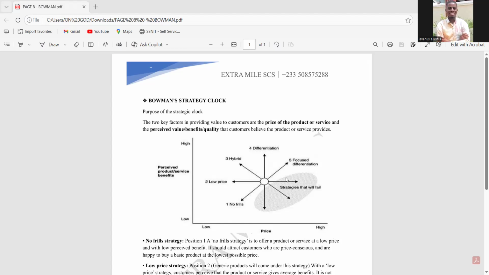Now, he continued to say that these three, 6, 7, 8, are called strategies that will fail. Bowman is saying that if you are an entity or a manager and you employ these 3 strategies, in the short run you may chalk some successes. You may smile in the short run, but in the long run, you will fail. So they are called strategies that will fail.